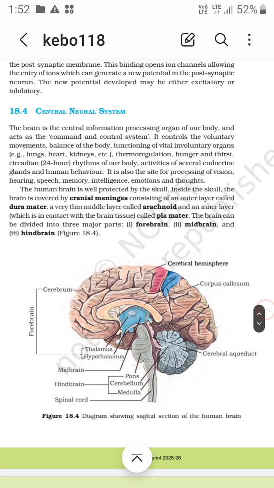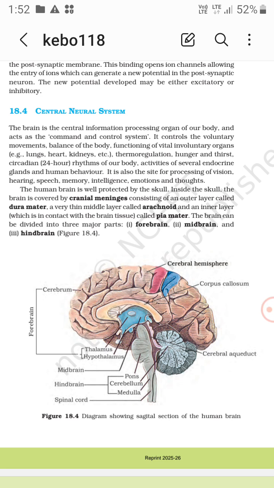Okay, so the central neural system. The brain is a central information processing organ of our body and acts as a command and control system. It controls the voluntary movements, balance of the body, functioning of the vital involuntary organs, lungs, heart, and kidneys. Then thermoregulation, then hunger, thirst, circadian, that is 24-hour rhythms of our body, activities of several endocrine glands, and human behavior. It is also the site for processing of vision, hearing, speech, memory, intelligence, emotions, and thoughts.